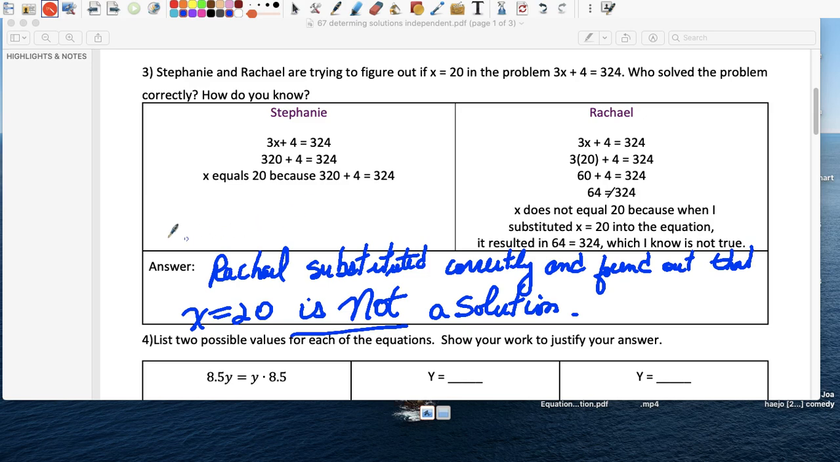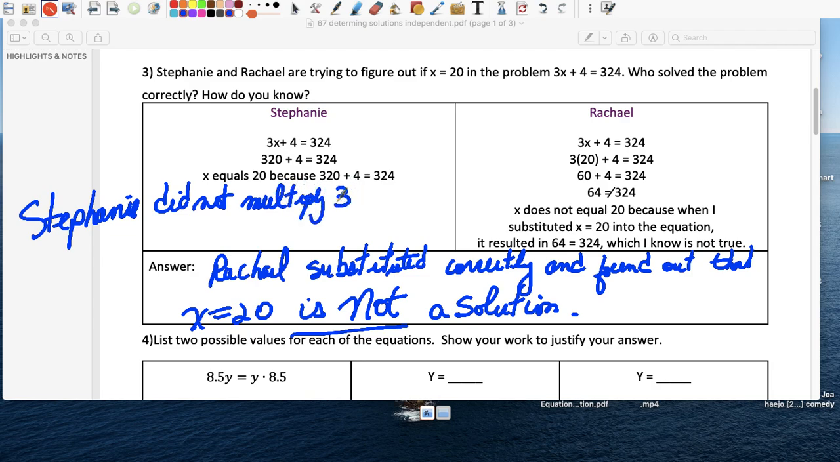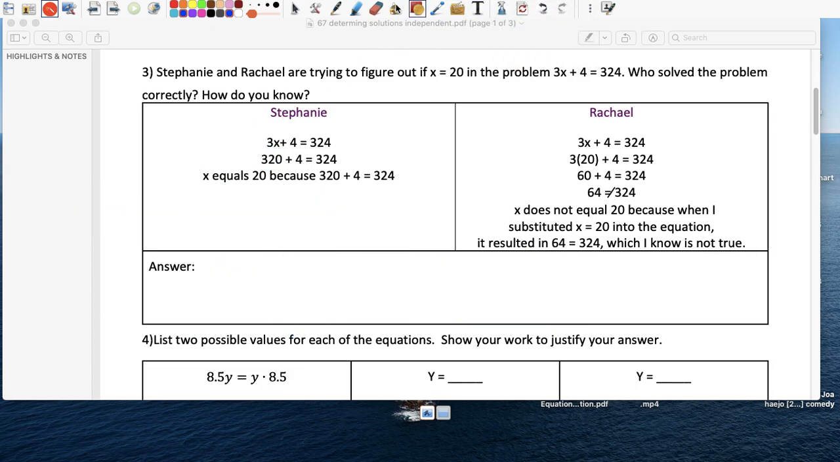Okay, and Stephanie, si vamos, Stephanie did not multiply 3 and 20. Ella no multiplicó aquí. Okay, so she made a mistake. Hizo un error.